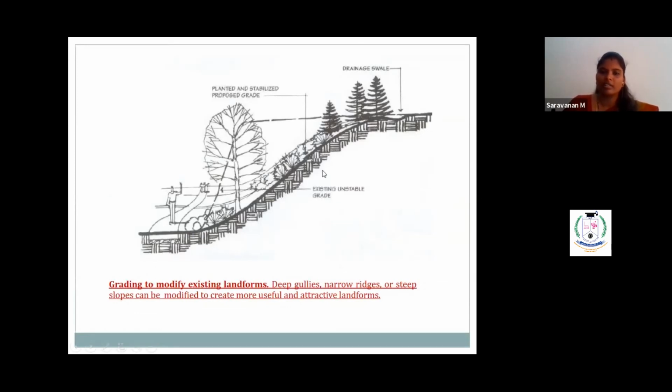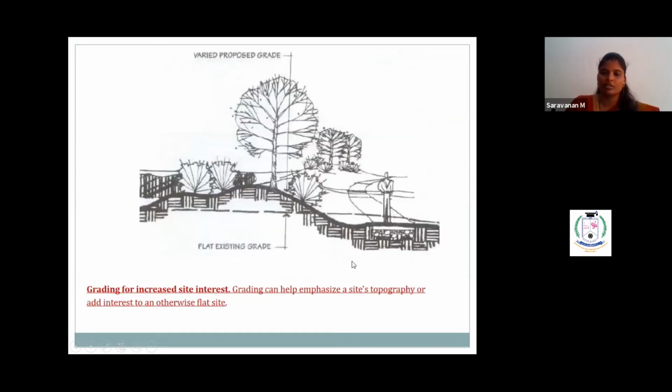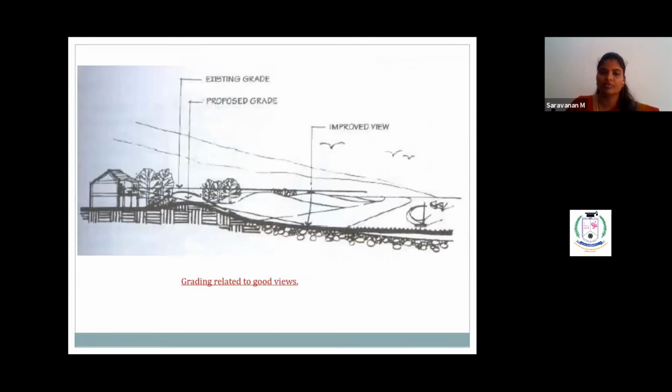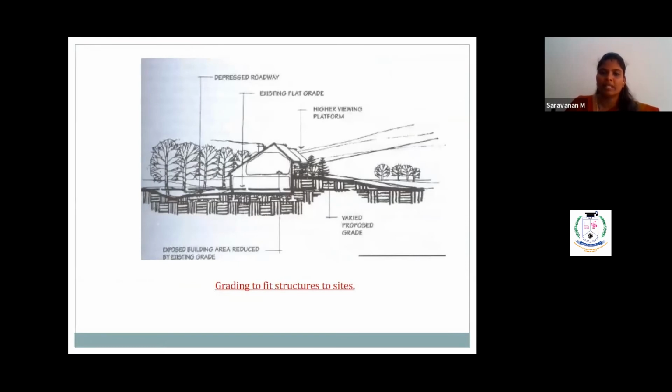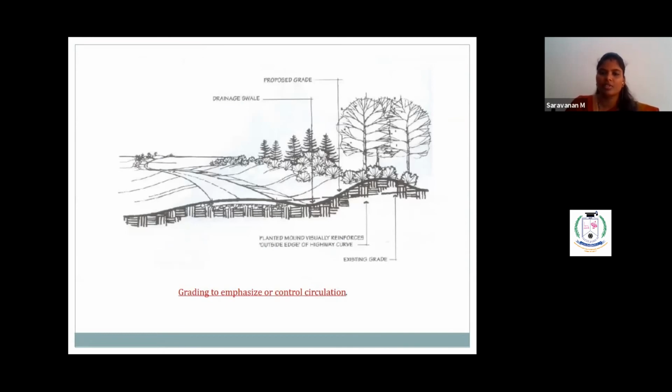These can be created for some attractive landforms. At times you see people staying here with a huge landform. And this makes it emphasize the site topography or makes it flat. This grading has been done for a good view. This is to fit structures to the site. This is to control the circulation.